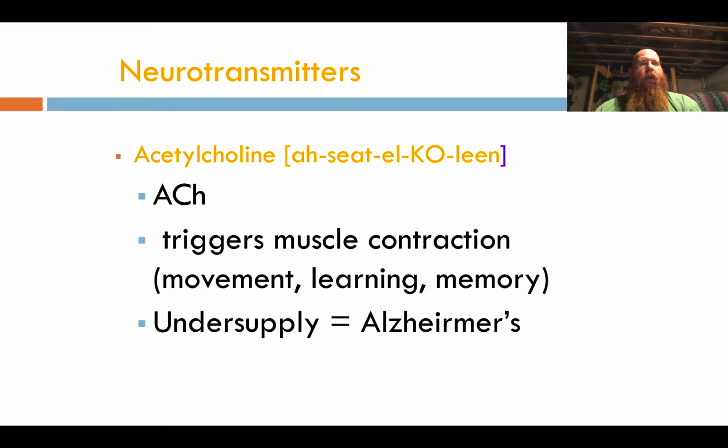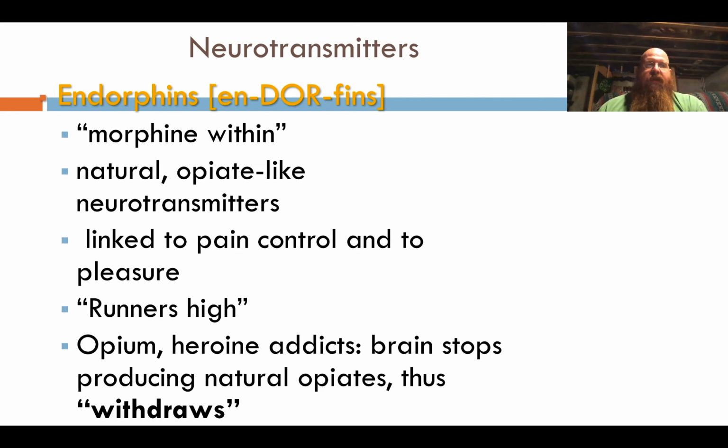A little more on some of these. Acetylcholine, again, also works with muscle contraction. We've already talked about this. An undersupply of it, you get Alzheimer's. All right, here are the endorphins, the E in the SNAGGS. Endorphins literally means morphine within. And these are natural opiate-like neurotransmitters. And this is linked to pain control and pleasure.